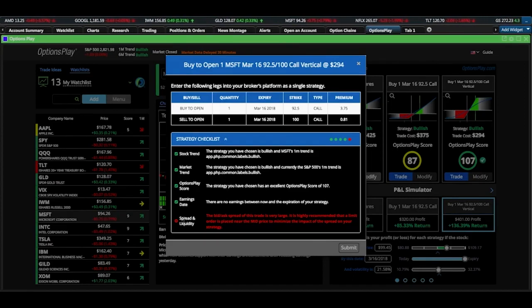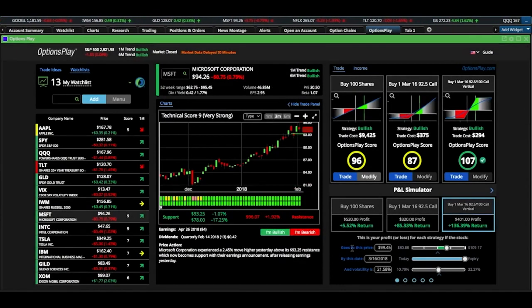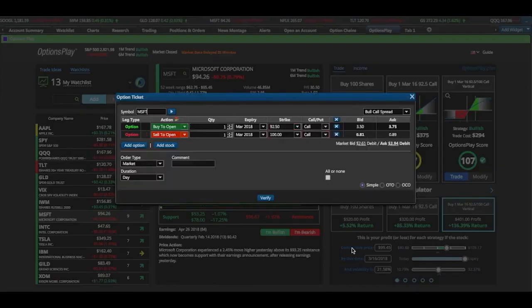Once you've decided this is the trade that you want to make, one of the coolest parts of our integration is that clicking on the Submit button will simply pre-fill a ticket for you so that you don't have to enter any of these details manually. You simply have to put in the order type, your limit price if you're putting in a limit order, and click on Verify to send this order off for execution immediately.